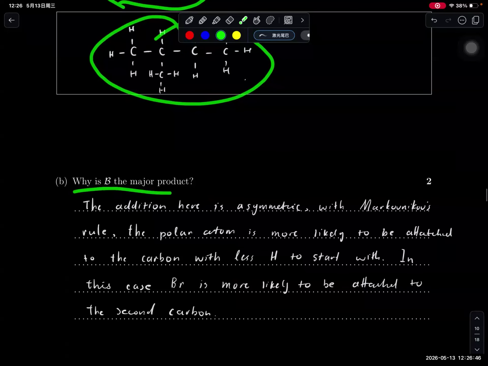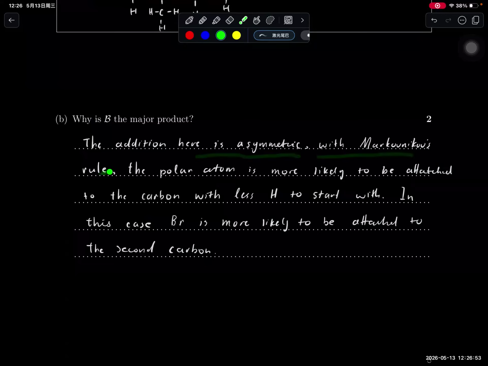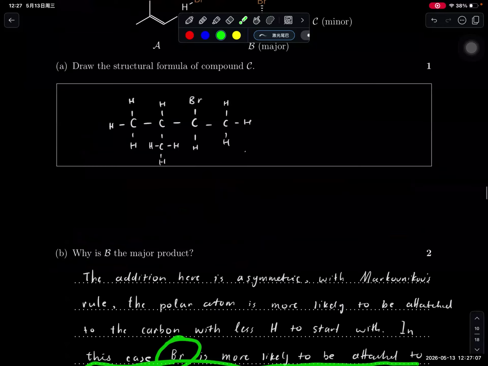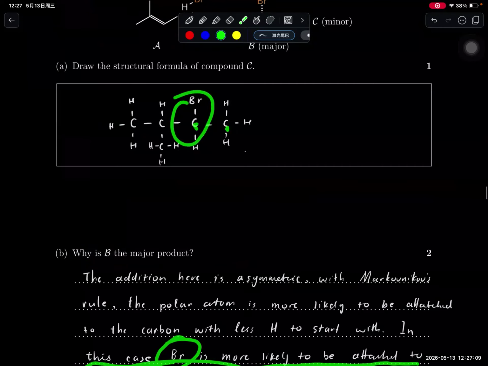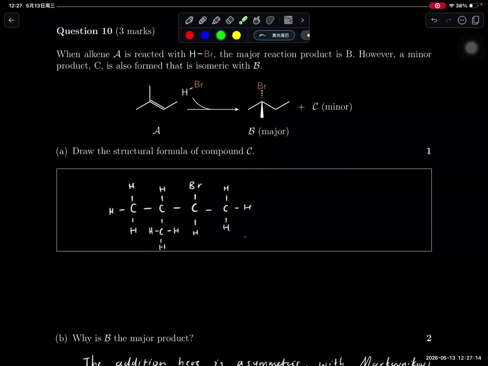So why is B the major product? Let's define Markovnikov's rule. The addition here is asymmetric. With Markovnikov's rule, the polar atom is more likely to be attached to the carbon with fewer hydrogens to start with. In this case, bromine is more likely to be attached to the second carbon. Sorry, the second carbon here, because this carbon originally has only one hydrogen, while the other has zero hydrogen on top of it, so it's more likely.